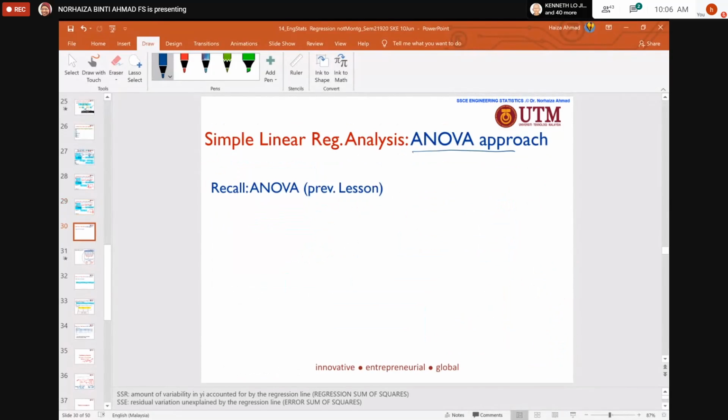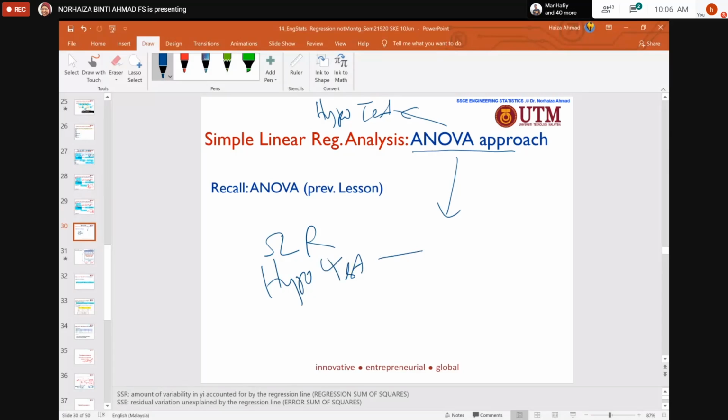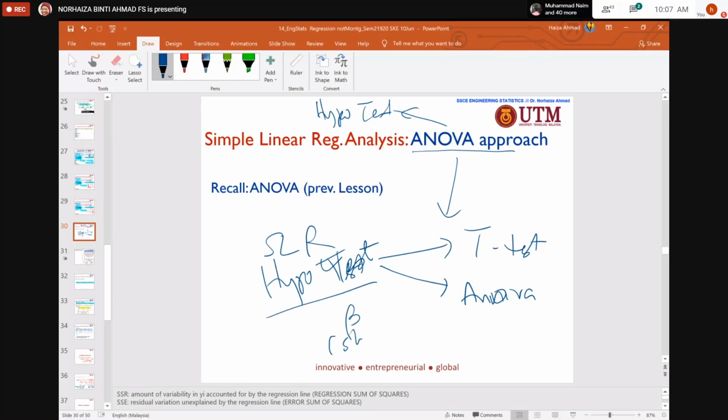So, hypothesis test on the ANOVA approach. Basically, for simple linear regression, the hypothesis test has two types. You can use the t-test or the ANOVA approach. There are two approaches for the hypothesis test for beta, the slope. You can do it two ways: one is the t-test, the other is ANOVA. So now we look at the ANOVA way.